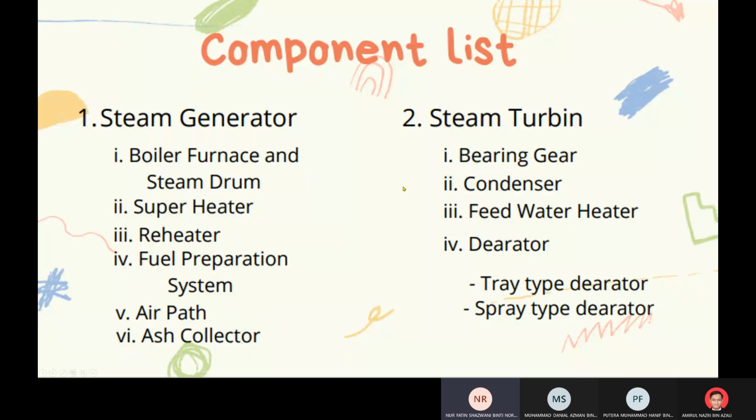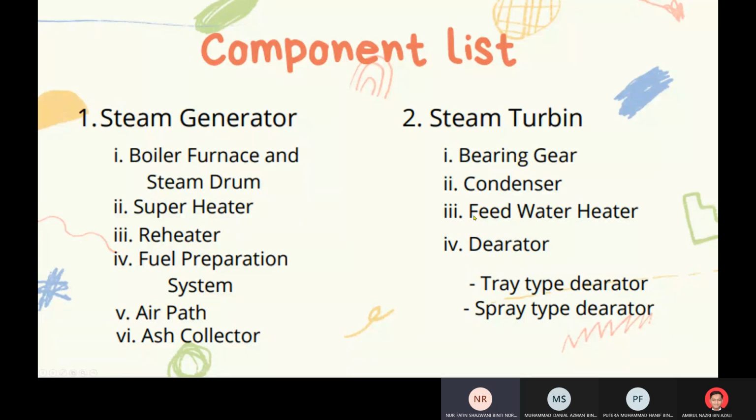Then the steam turbine, we have the bearing gear, condenser, feed water heater and deaerator. For the deaerator, we have the tray type deaerator and the spray type deaerator. The bearing gear is used to supply rotation to the shaft at low speed even after the unit is stopped. When the unit stops completely, there is a chance for the shaft to bend if it remains in one position too long. The reason behind this is that the heat inside the turbine is concentrated at the upper portion of the case. This could lead to bending of the shaft.